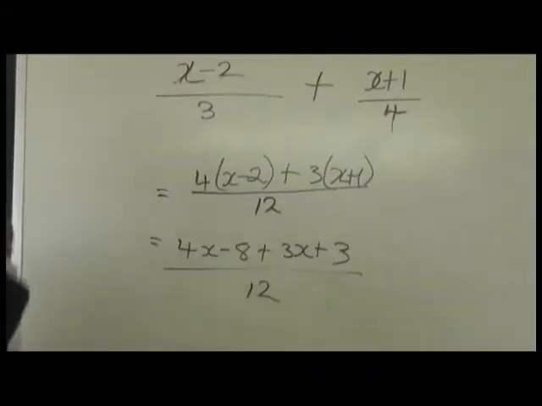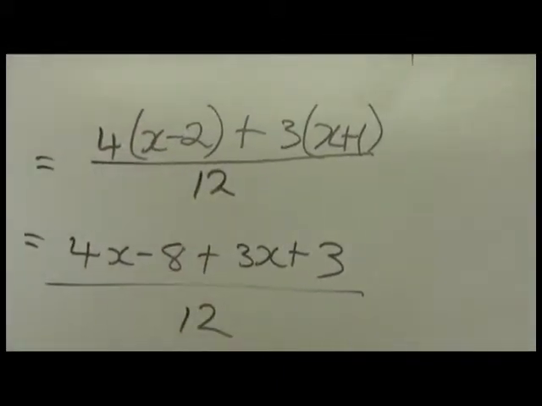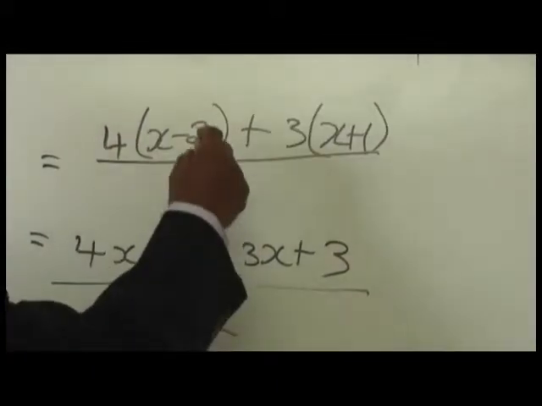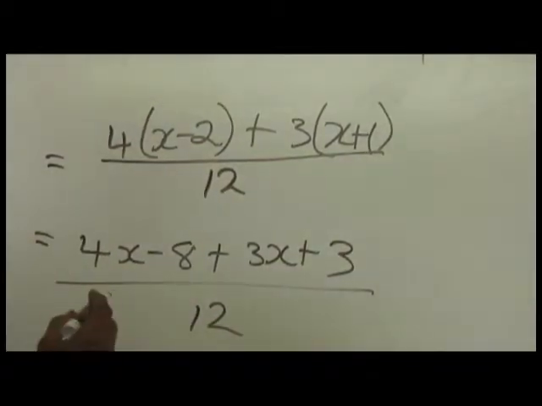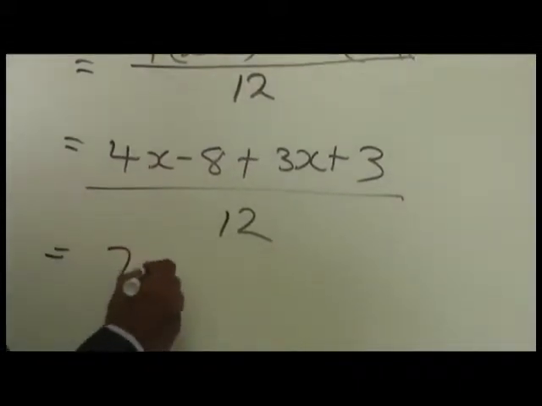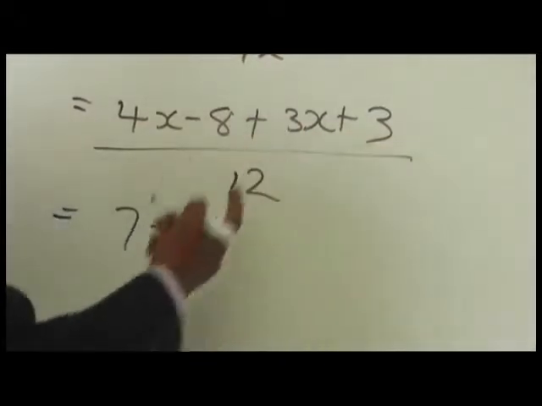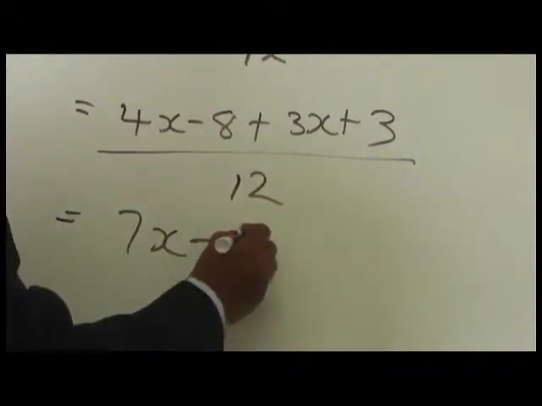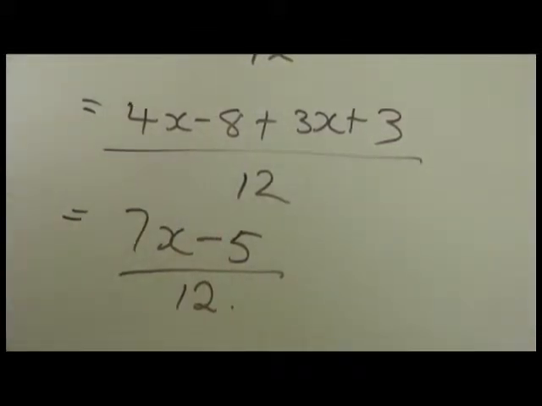Notice the distributive law: everything outside multiplies everything inside the brackets. Do not make the mistake of forgetting to multiply 4 times 2 or 3 times 1. That's where the mistake comes. Collect all like terms, and here we get 7x, minus 8 and plus 3. The biggest number is 8, so minus 5, over 12. And that's the first answer. Finished. Move on. 3 marks in the bag.